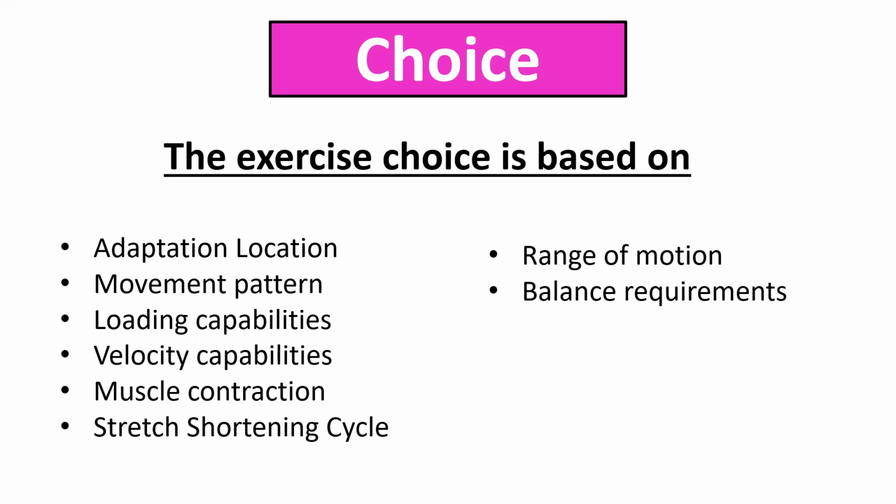We can also look at the balance requirements of the exercise. An exercise that requires more balance will have less load capabilities. An exercise that requires less balance, so it's a more stable exercise, the more loading we can contribute to that exercise. Think of that as like a bilateral squat, so 2 feet are on the ground as opposed to a single leg squat. It's harder to stand on one leg. You can't load someone on one leg as much as you can on two. So it's going to depend on my exercise choice.